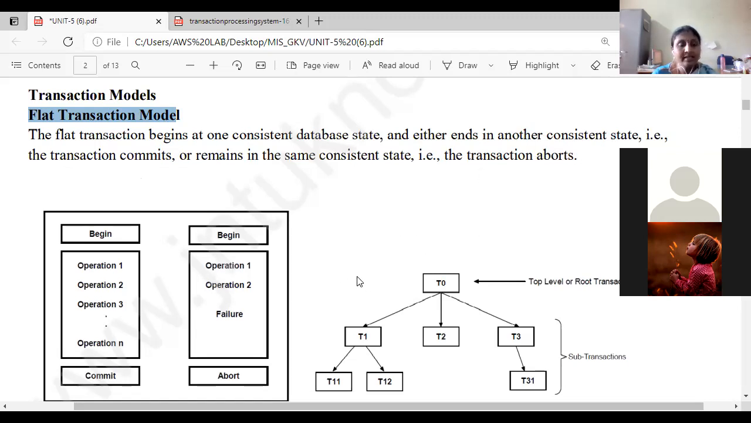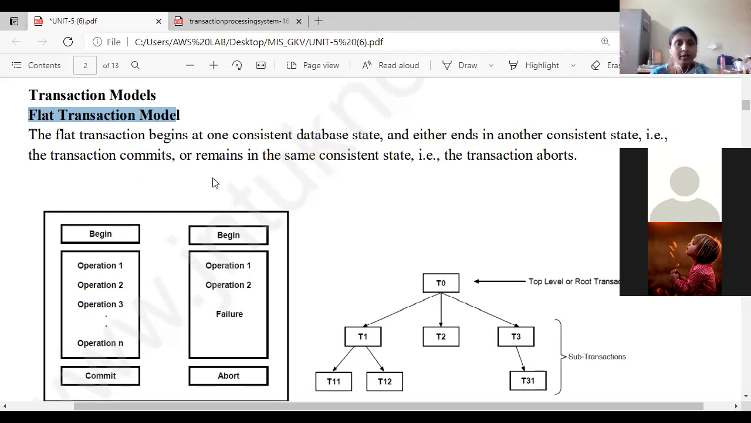Now, in some cases a transaction is aborted. When a transaction is aborted, whatever changes you have made to the database are not visible. Whenever your transaction commits, whatever modifications you have made to your database are visible.